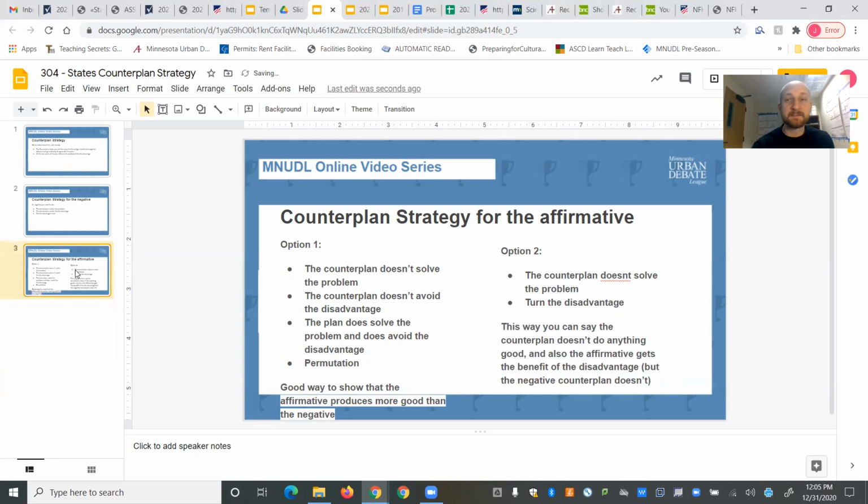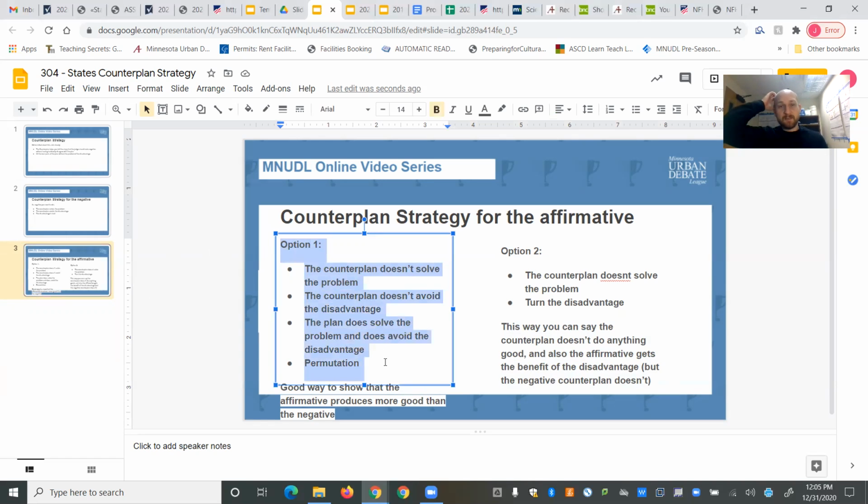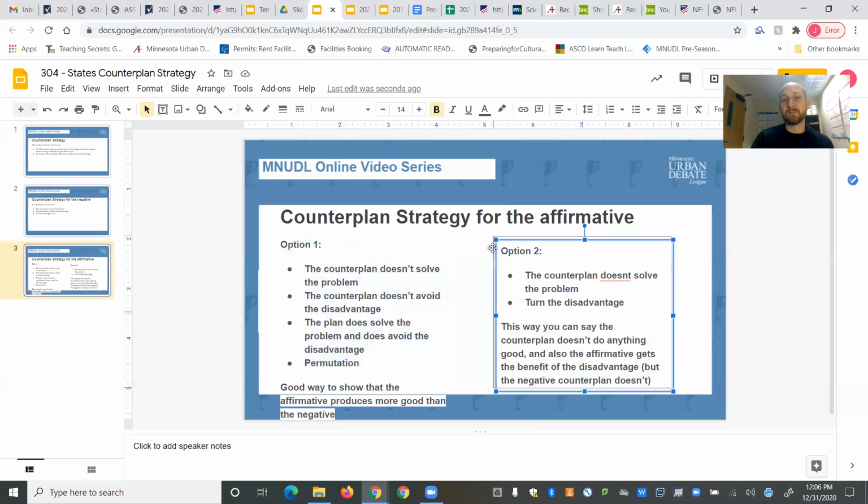What I meant to have here is, what do you do as the negative if the affirmative does this to you, right? If it's option one, then all you have to do is answer the permutation, answer the solvency arguments on the counter plan, basically say the counter plan does still solve the problem, and then just reiterate that the counter plan avoids the disadvantage. And I think those are pretty easy arguments for you to make as the negative. You have really good evidence that says all of that, and I think it's a pretty good position to be in as the negative. I think for option two, things are a lot more difficult.